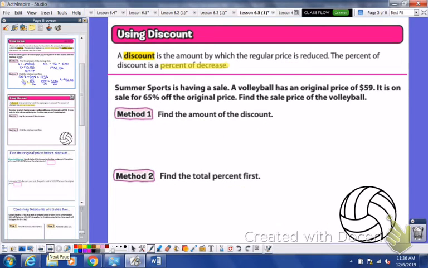Okay, now, using a discount. Now we've talked about markups, let's talk about discounts. A discount is the amount by which the regular price is reduced. The percent of a discount is a percent of decrease, so your price should be going down.